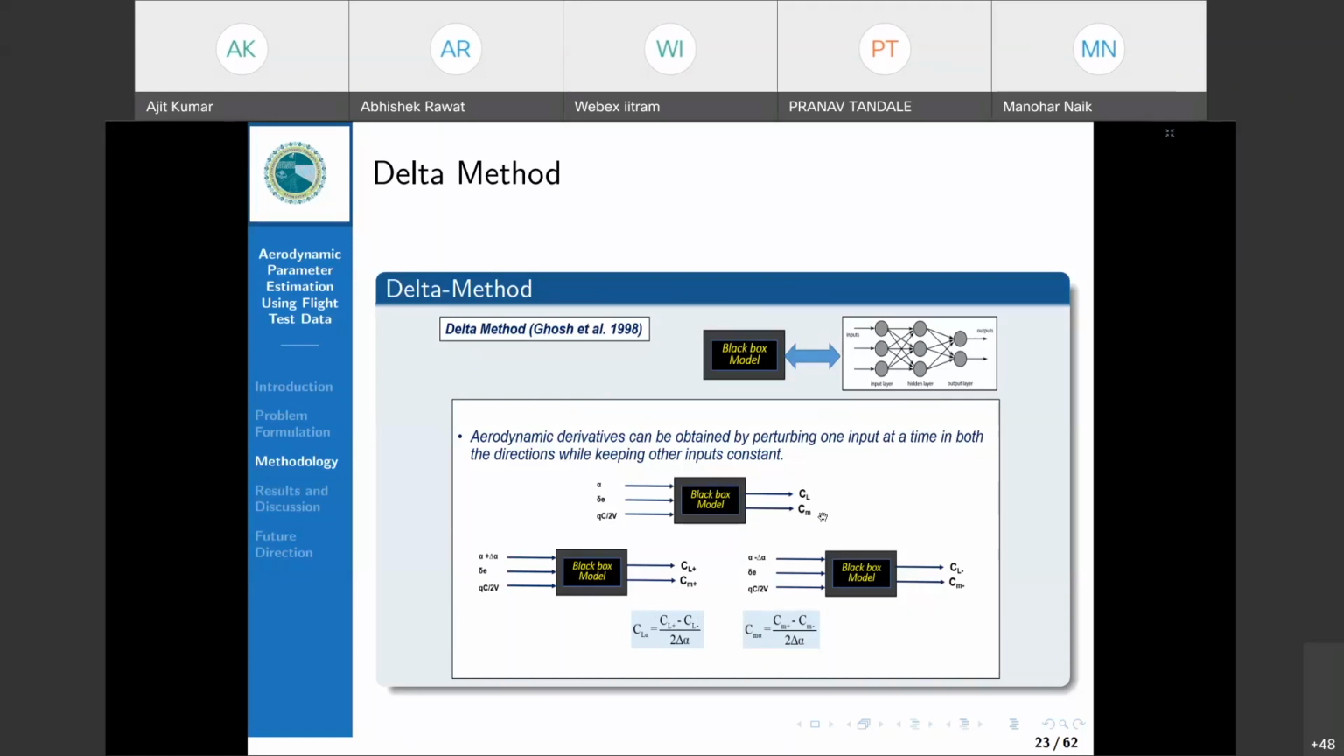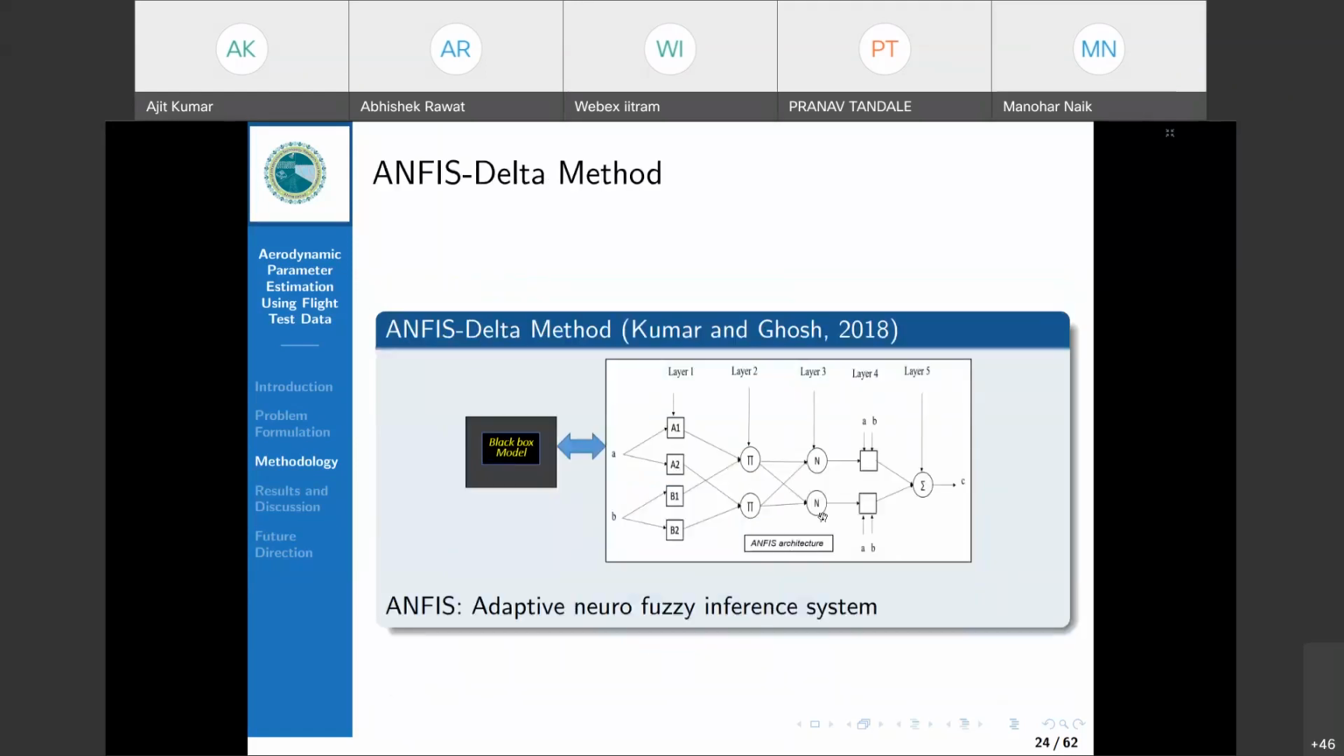But before we see the result, I would also like to discuss two novel methods recently proposed by me and my PhD supervisor, Professor Ajit Ghosh. In this approach, we tried to replace the feed-forward neural network with ANFIS, because in ANN what happens?